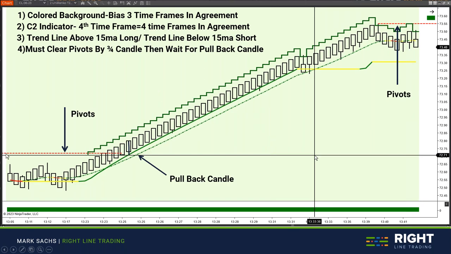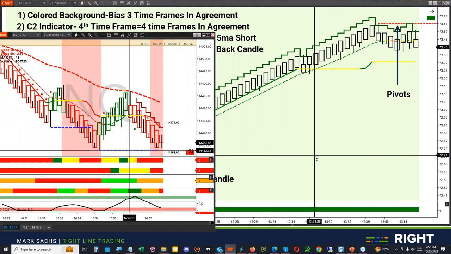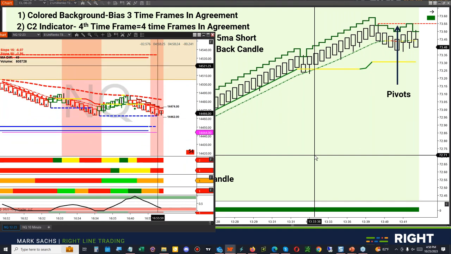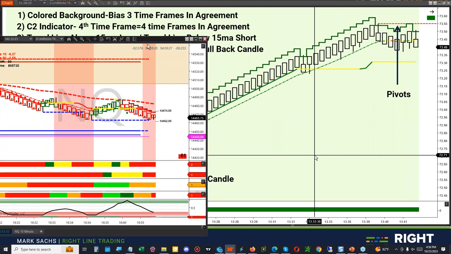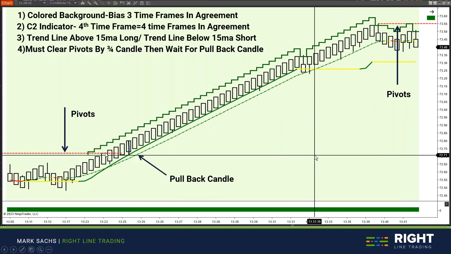So in the program, we have pivots. This is a pivot. This is a pivot. We have pivots, higher time frame support resistance, right? In order to trade these breakouts, and sidestep losing trades a lot of the time, you always want to wait for a pullback candle. You want a 3-quarter candle to break the pivot, 3/4 of the body of the candle. So this would be maybe a half, a third, a half, and that's 3/4 or more, right? And then you must wait for the pullback candle.